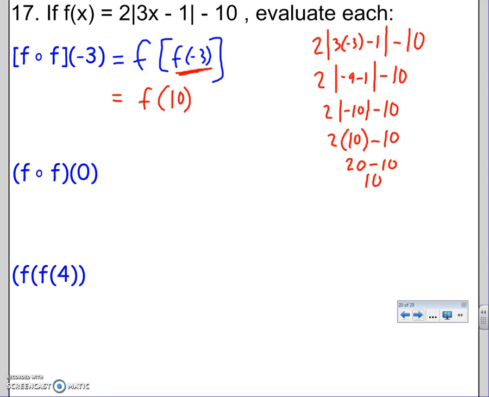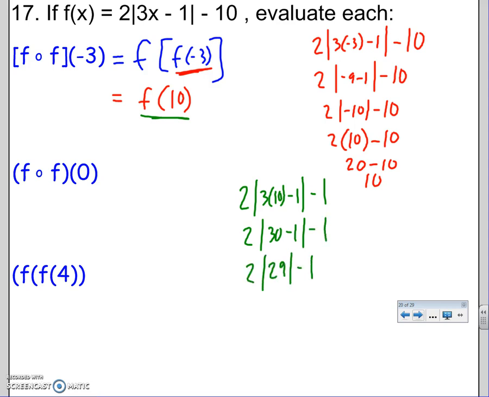So now we have to find f of 10. Same equation, go back to equation f, plug in 10 for x. So it'll be 2 times the absolute value of 3 times 10 minus 1, minus 10. On the inside, 30 minus 1 is 29. That's going to be 58 minus 1. Let me do that correctly, I kind of jumped ahead one step. It comes out positive, it stays the same. Multiply, that's 58 minus 1, that's 57. This answer is 57.